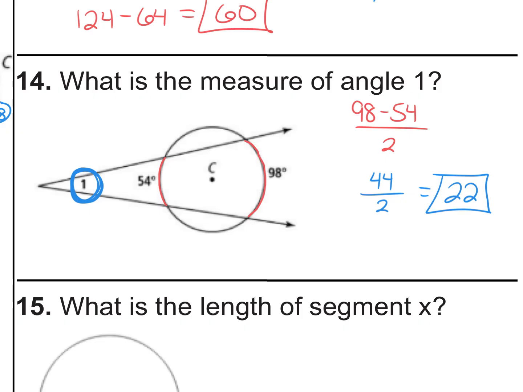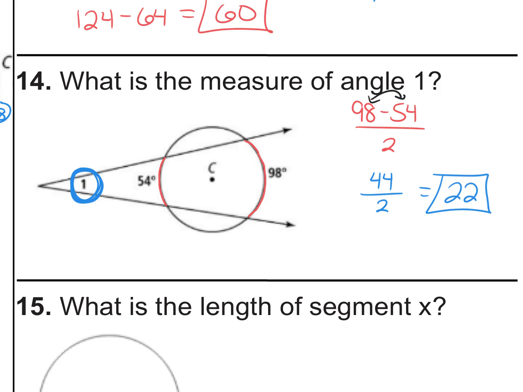Okay, what if I were to flip-flop these? That'd be impossible. Why? Because you get a negative. I would get a negative. Okay, is it possible to have a negative angle measure? No. Okay, so keep that in mind. If you're getting a negative, you might have to switch some things around.